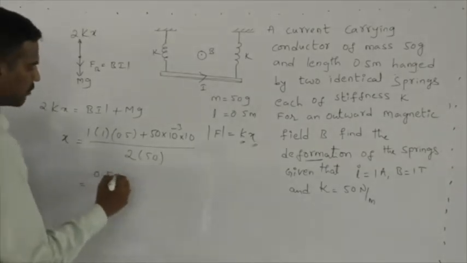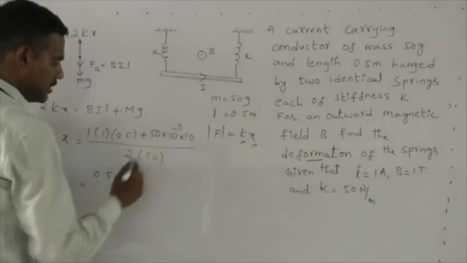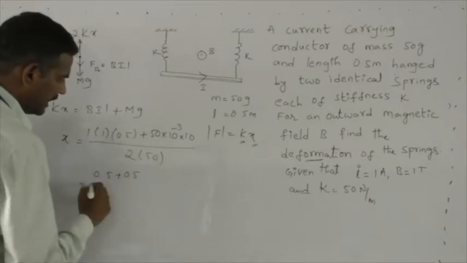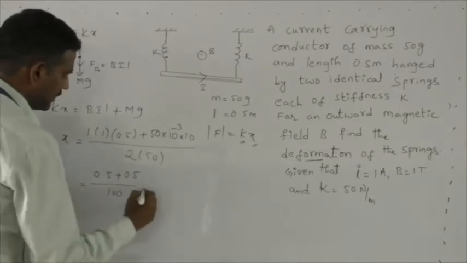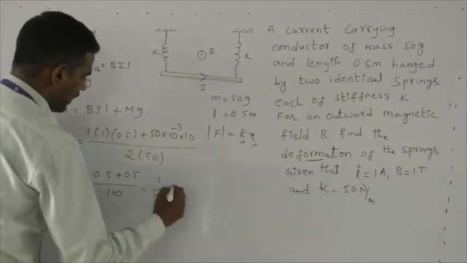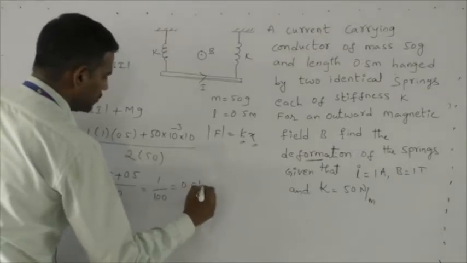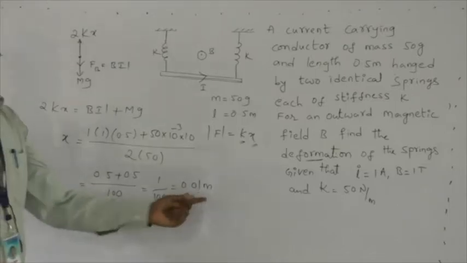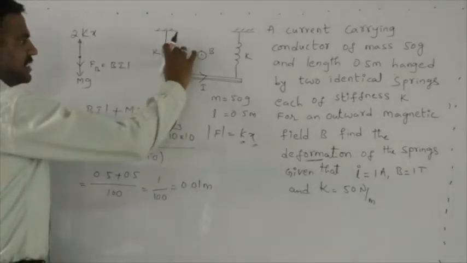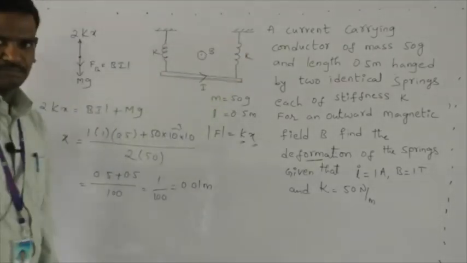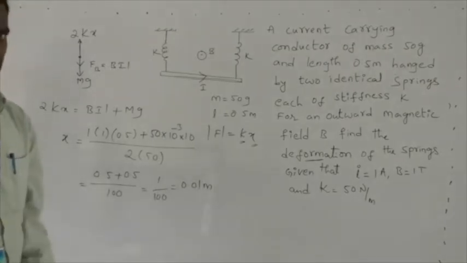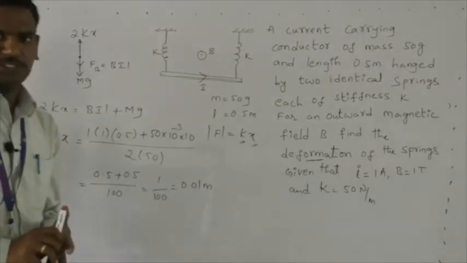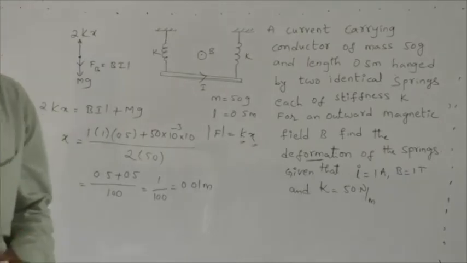So what will we get? 0.5 plus, and here 100, so again I will have 0.5 only, the whole divided by 100. That equals 1 by 100, which equals 0.01 meters. This is going to be the amount of deformation or amount of stretch taken place for the spring. This is how we can do this problem. Well, shall we move to the next illustration? Here is the next illustration.